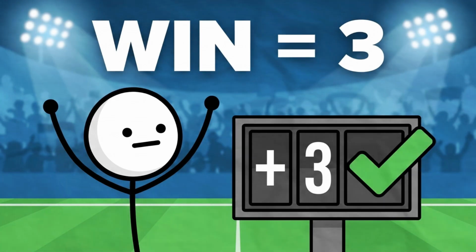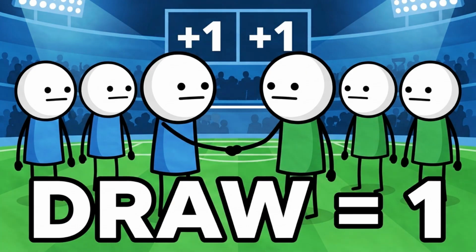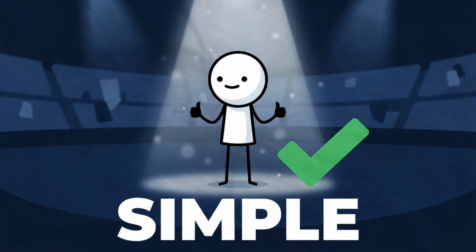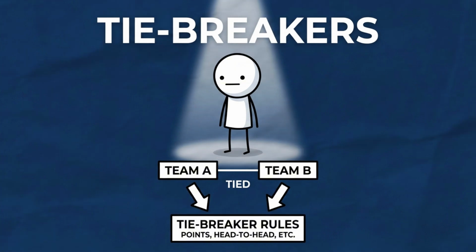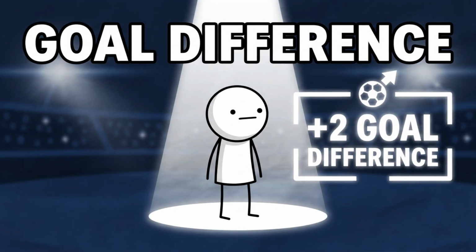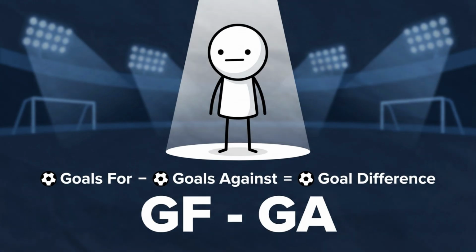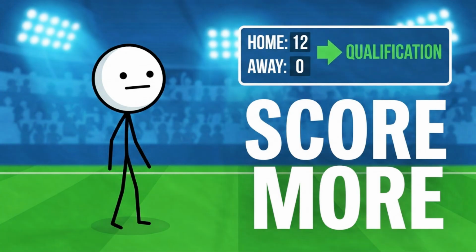3 points for a win. 1 for a draw. None for a defeat. Simple. The more points you collect, the higher you finish. If teams finish level on points, tiebreakers are used. The most important is goal difference. Goal difference is the number of goals scored minus the number conceded. Score more than you allow, life becomes much easier.